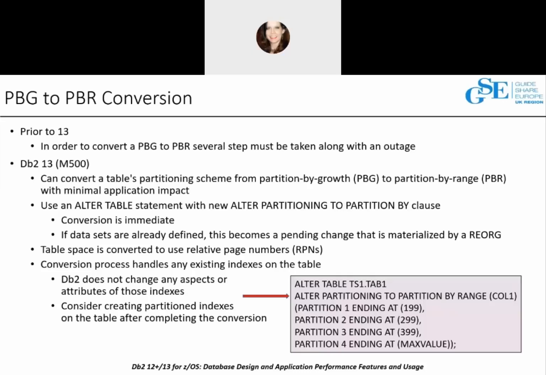You have to have the data sets already defined. It will become a pending reorg. You'll have to materialize this through a reorg. It is converted to a table space that is partition by range, but it's an RPN, of course, because that now is our new default, as we just discussed in Db2. And it does not affect any of the indexes during this conversion.